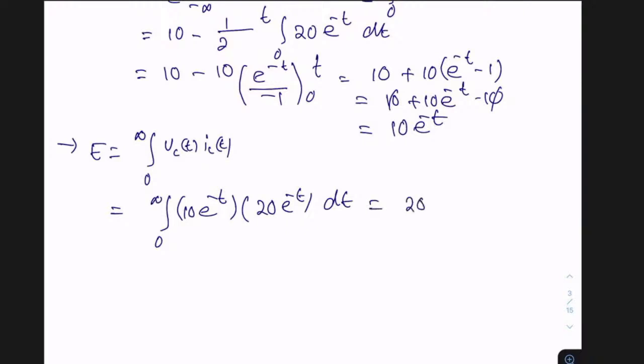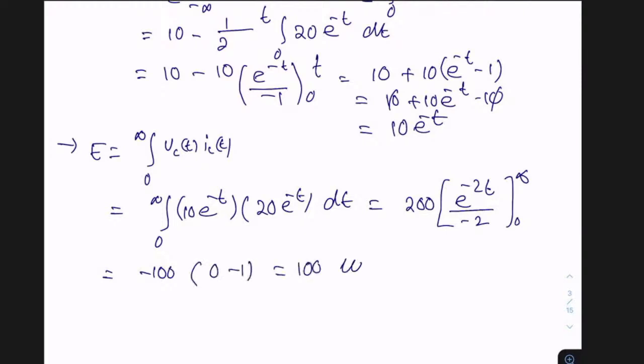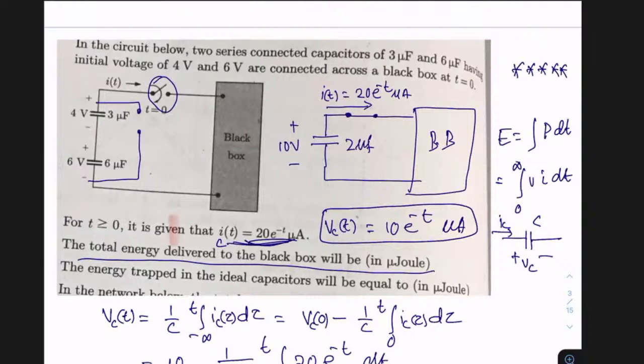So 10 into 20 is 200, and if you integrate this, it is e raised to power minus 2t divided by minus 2, and the limit is from 0 to infinity. If you simplify this, it is minus 100, and then 0 minus 1, which is equivalent to 100 microjoule. So this is the total energy delivered to the black box in the time range 0 to infinity. The answer to the first question is 100 microjoule.